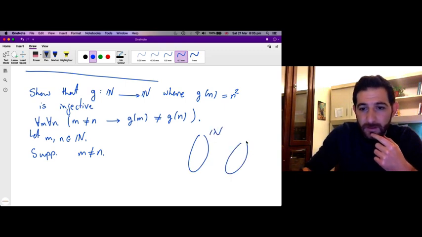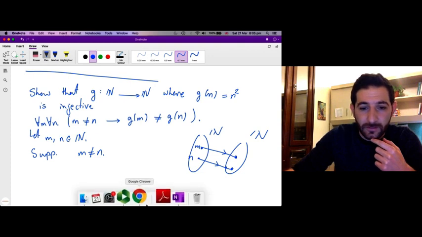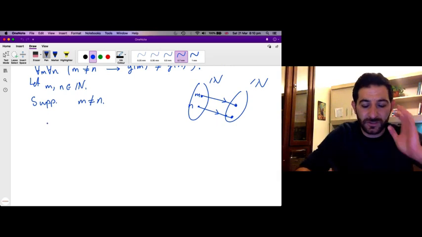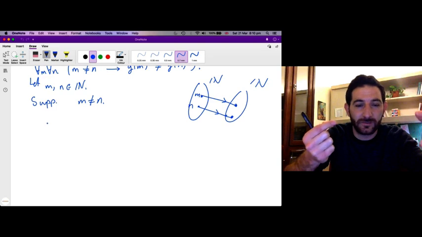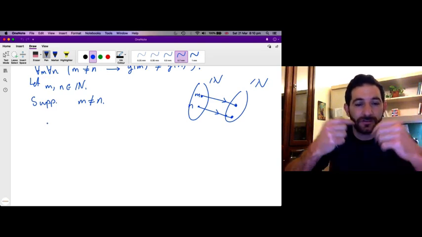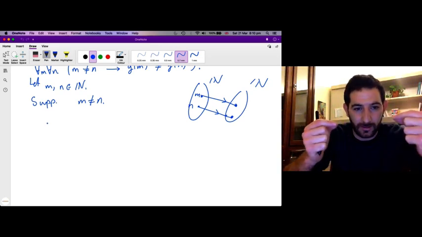Okay, so here is the picture. Here's the domain N. We choose two different elements, and we want to show that their images must be different as well. So suppose m is not equal to n. What do we have now? We have two natural numbers. Remember, natural numbers are the numbers starting with 0, 1, 2, 3, 4, 5, 6, and so on. So imagine we have two of these numbers, m and n, and they are not equal.